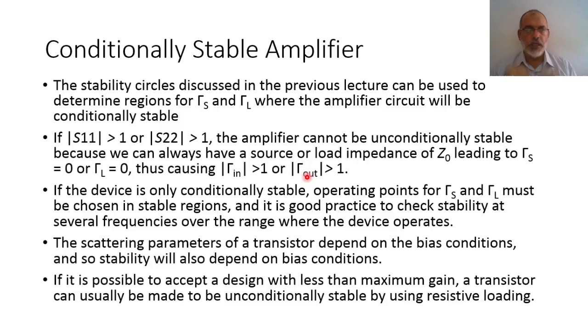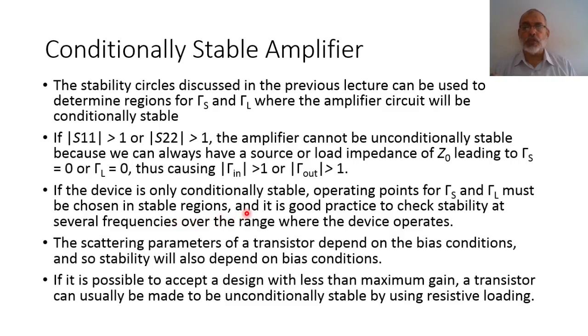Unconditionally, as I said, means any source impedance and any load impedance can be used and the amplifier will be stable. No, in this case, specific source impedance and specific load impedance would be suitable to be stable. If the device is only conditionally stable, then operating points for gamma source and gamma load must be chosen to be in the stable region. Otherwise, it would be unstable.